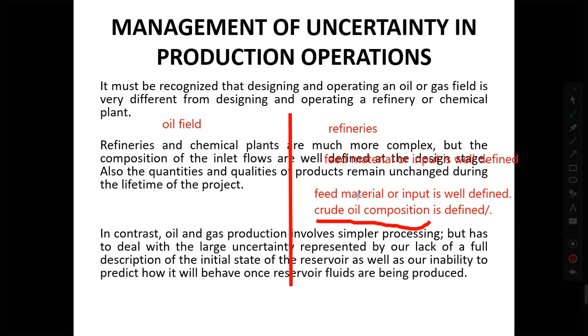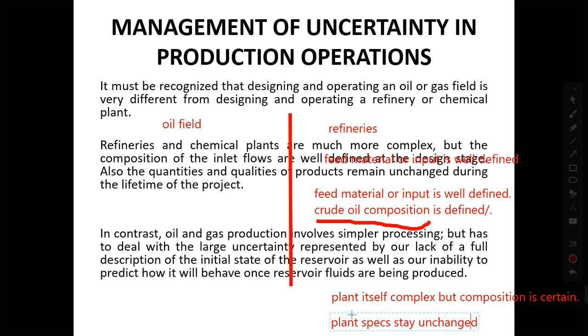But the plants are more complex. It has the knockout drums, the stripper tower, and so many other units. So the plant itself is complex, but the composition is certain, and it stays unchanged. The plant specs stay unchanged throughout its life. This is the condition of a refinery.